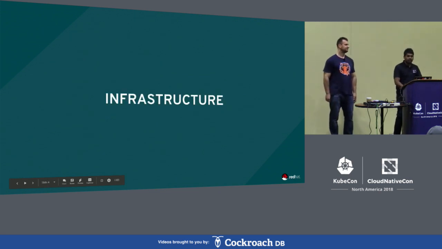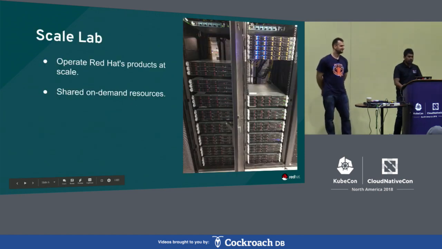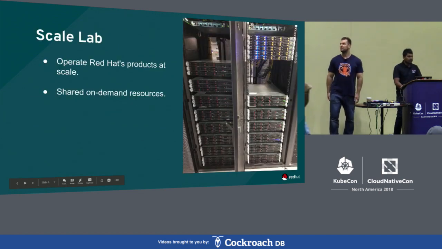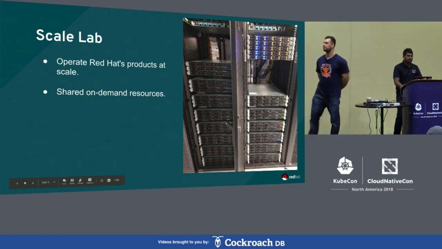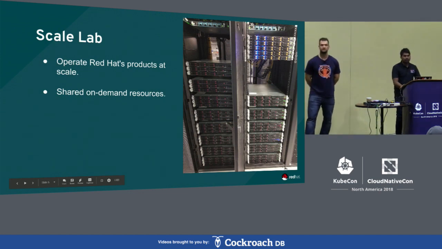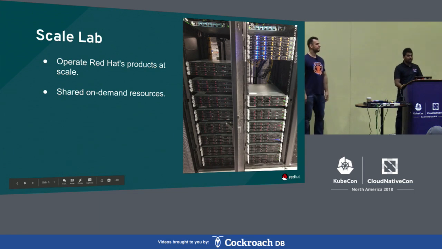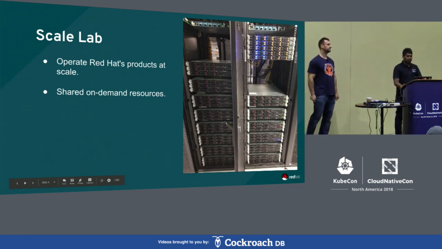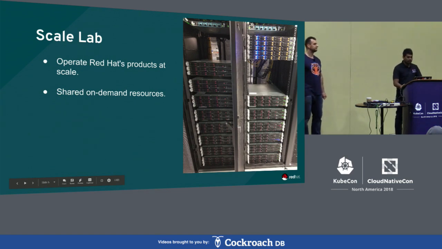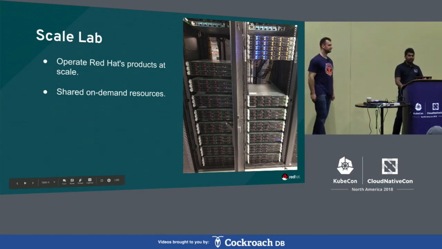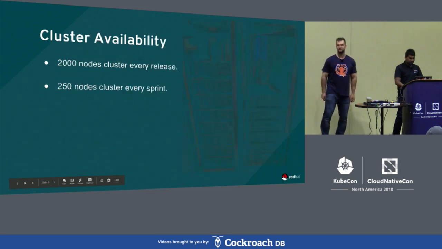Infrastructure is one of the key things we need to test any product at scale. With this motive, we built Scaleup. It's an initiative to operate Red Hat's products at their upper limits. The Scaleup consists of 350 plus nodes with 8,000 plus cores, which is a lot of resources, and we keep adding more and more physical nodes to this lab every year. The resources are all shared and are available on demand.